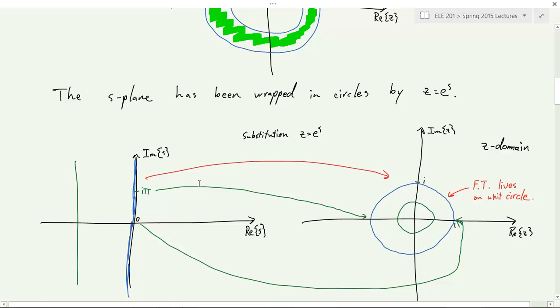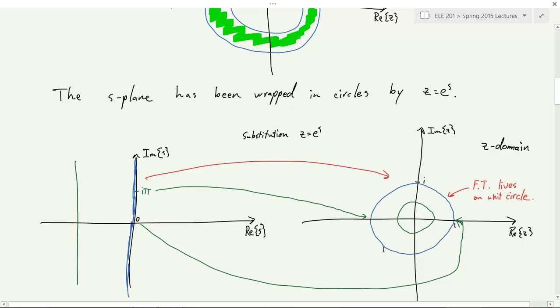Notice that vertical lines in the Laplace transform, if you go through the substitution, become circles centered on the origin. For example, take the imaginary axis. If you take e to an imaginary number, you get something of magnitude 1. So that's this unit circle. This blue line is a unit circle. Notice it has radius 1. That blue imaginary axis becomes this blue unit circle.